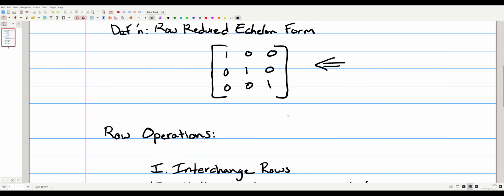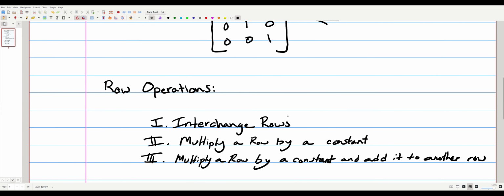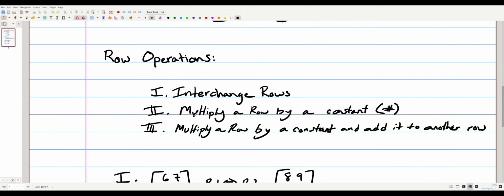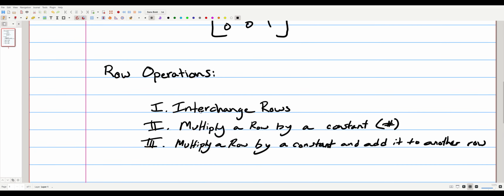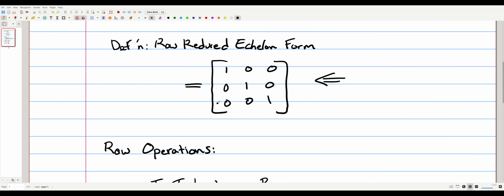And how do we get these zeros? Well, we get them using row operations. For row operations, you basically only have three tools to use. You have interchange rows, which means you can swap rows; multiply a row by a constant, which basically just means a number, like 2 or 3 or 4; and your third option is to multiply a row by a constant and add it to another row. These are the only three tools you have to obtain row reduced echelon form.